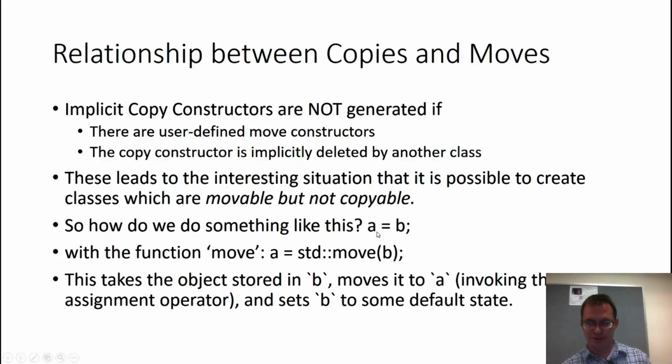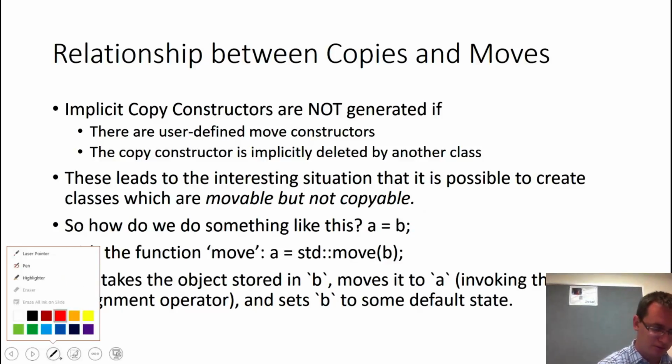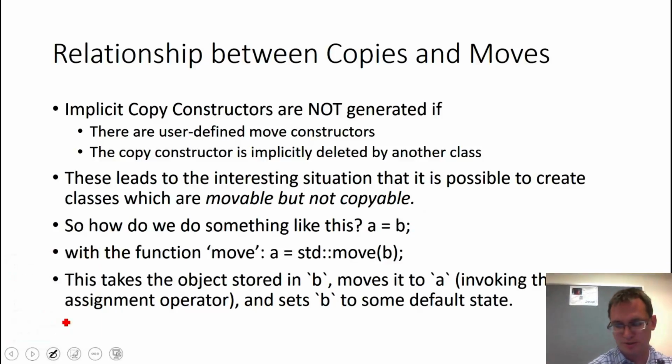So, for instance, this right here, that is a copy. Okay, we're saying A is equal to B, and we want to copy B into A. However, that's not possible if we have a movable but not copyable class. Okay, but we can move it.